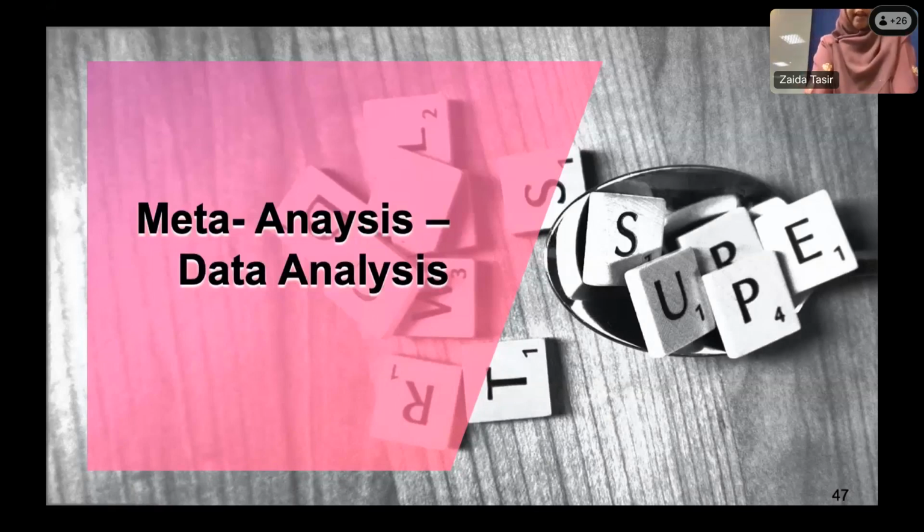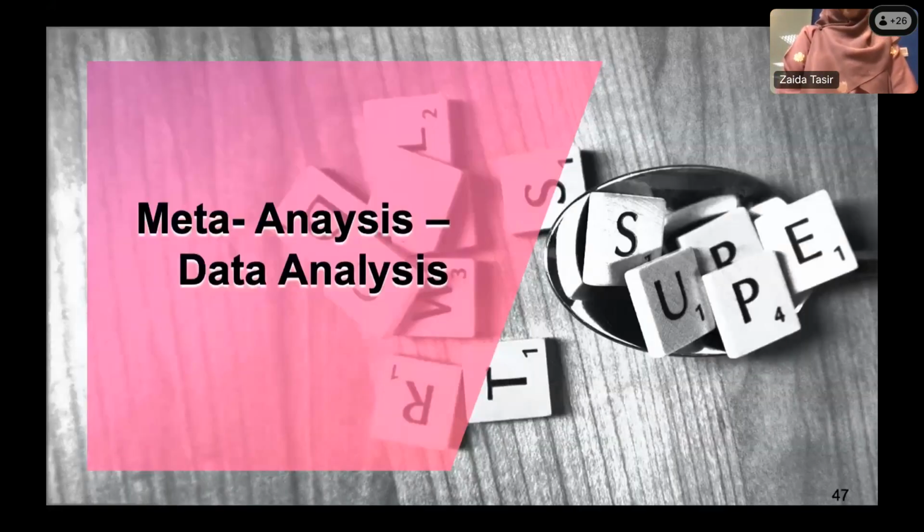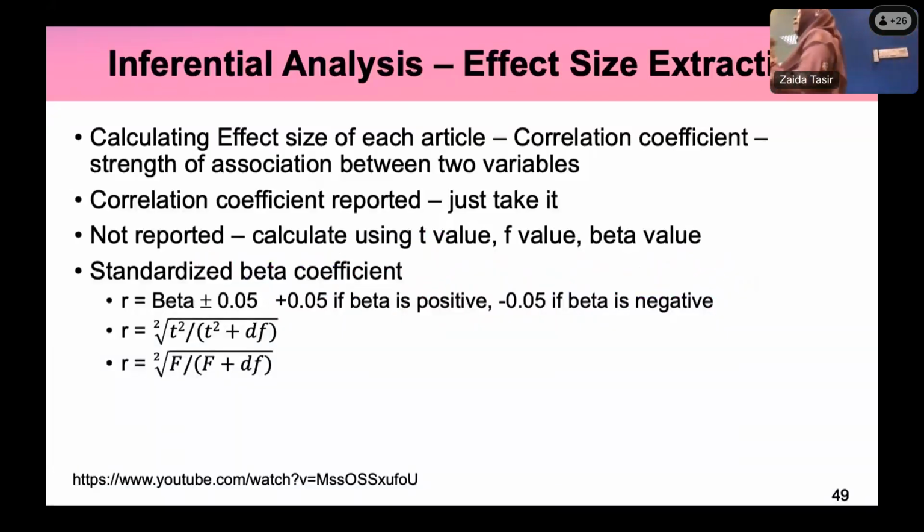So in a meta-analysis, what you are doing is an inferential analysis on the effect size of every article that you extracted from the previous literature review. Meaning that to do a meta-analysis, it will involve inferential analysis. For example, let's say I plan to do a meta-analysis on the effects of mobile learning towards student motivation.